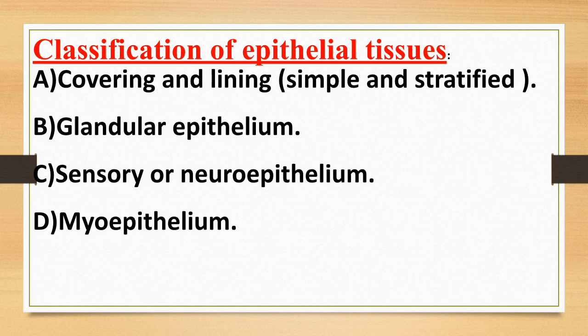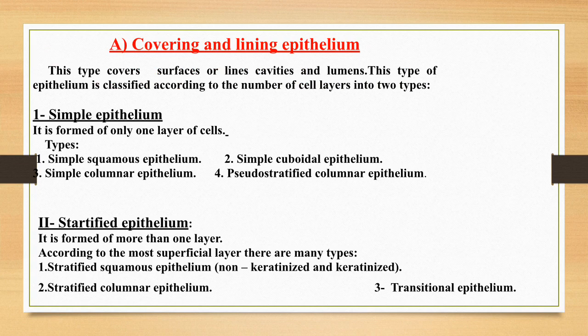The epithelial tissue is classified into covering and lining epithelium, glandular epithelium, sensory or neuroepithelium, and myoepithelium. Covering and lining epithelium covers the surface or lines cavities and lumens.